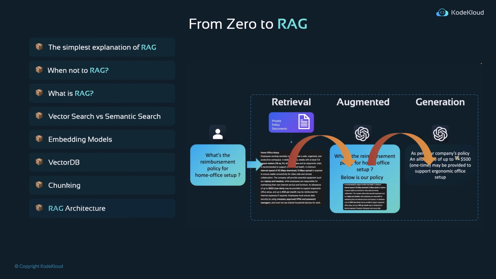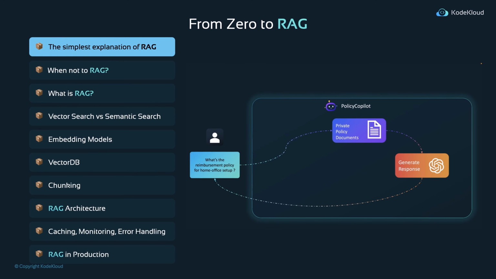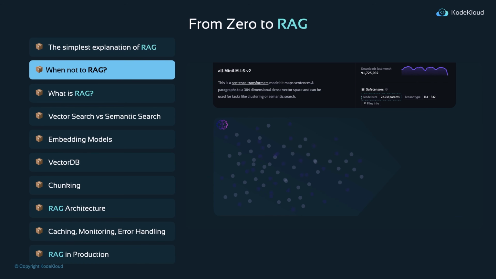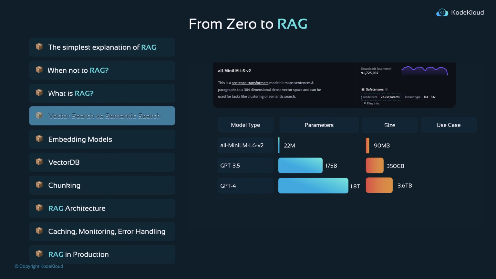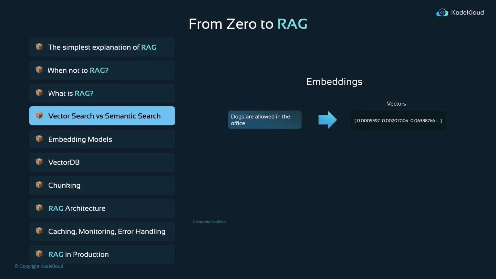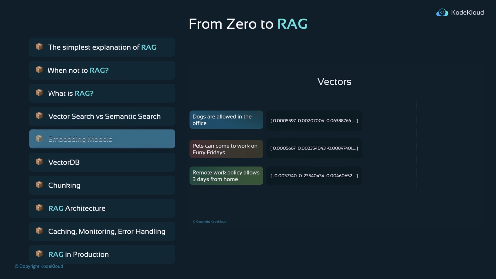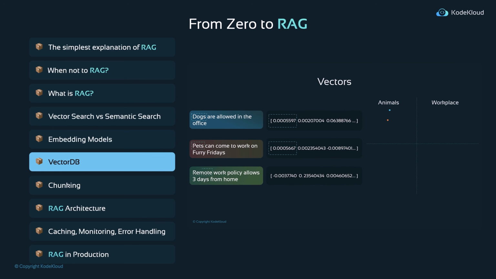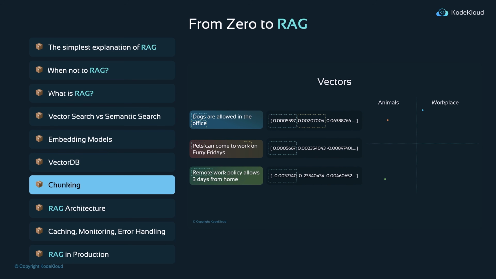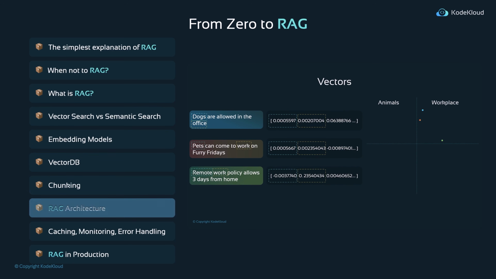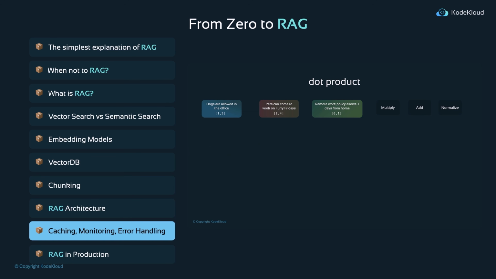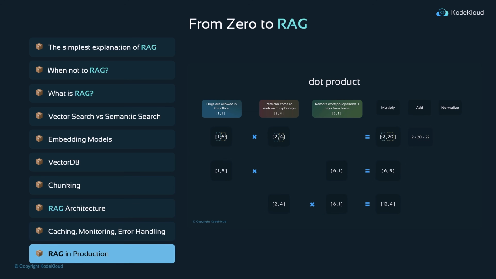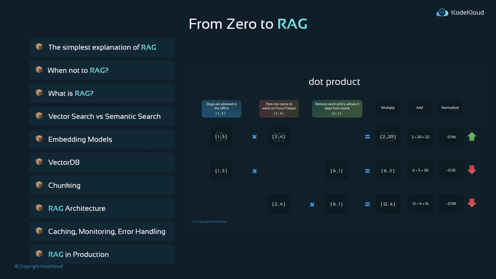We'll start with the simplest explanation of RAG there is, then we'll look into when to and when not to use RAG. We'll then look into what is RAG. We'll then understand some of the prerequisites such as vector search versus semantic search, embedding models, VectorDB, chunking using a simple use case, and finally bring all of that together into RAG architecture. We'll then look into caching, monitoring, and error handling techniques, and close with exploring a brief setup of deploying RAG in production. But that's not all.